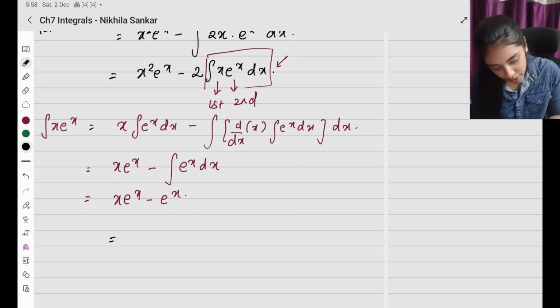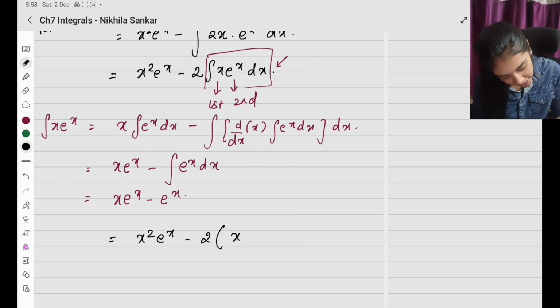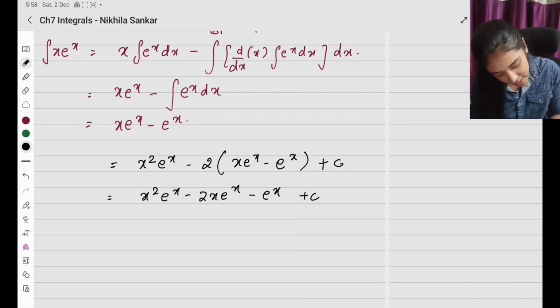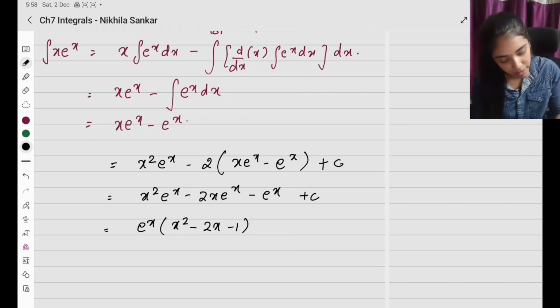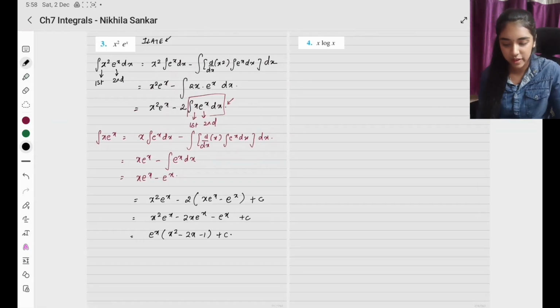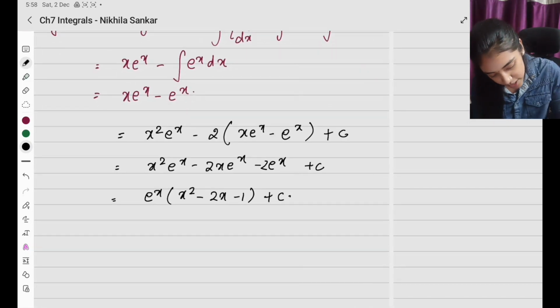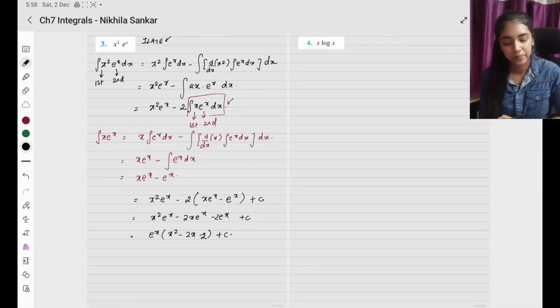Now how is our final solution going to look? We have x square e to the x minus 2 times what is inside: x e to the x minus e to the x plus c. I can either open the bracket or leave it like that. I'll open the bracket. So I have x square e to the x minus 2x e to the x minus e to the x plus c. I can take e to the x common, which is x square minus 2x minus 1 plus c. So this is my final answer. Okay, please copy. Minus 2, this is 2 times e to the x. So minus 2. Okay, please copy.